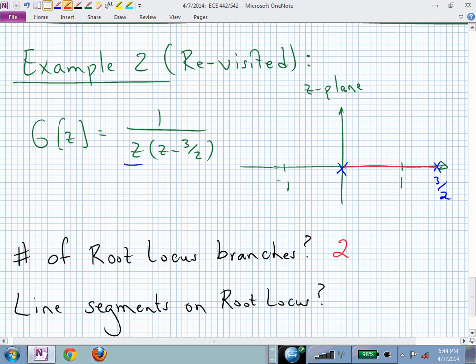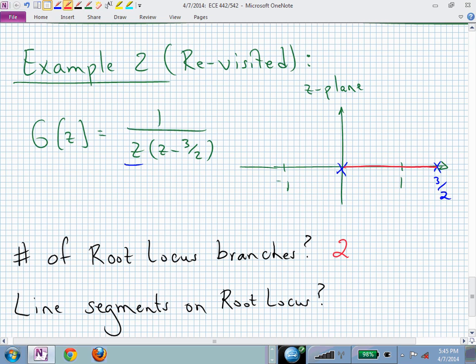And you can see that if you say, what's the angle from, let's say, 3 halves over to 1, that goes through 180 degrees. The angle from the origin to 1 is 0. Their sum is minus 180. We subtract all the pole angles. And if we were living at minus 1, we have two 180s which sum to 360, and so there is no root locus point. That line segment from the origin to minus infinity does not belong to the root locus.